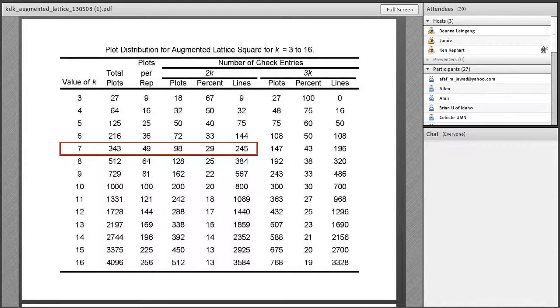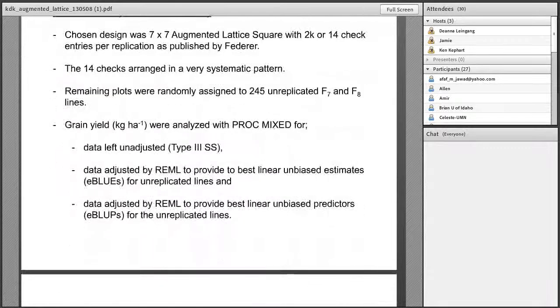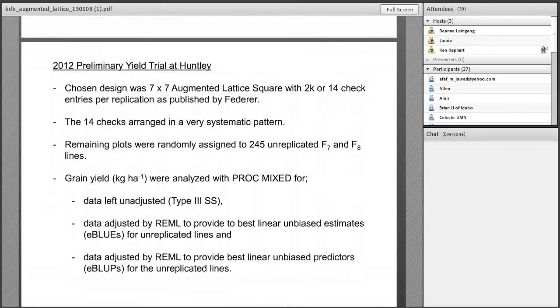With 2K and a value of k equals 7, that means that we would have room for about 245 experimental lines. So that matches up very nicely with the number of lines that we were assessing in our 16 by 16 double lattice. The design is very specific for the number of checks. So 2K is equal to 14. And 14 checks planted in 7 replicates is going to consume 98 of those plots. And that represents an occupancy rate, if you will, of checks at 29%.